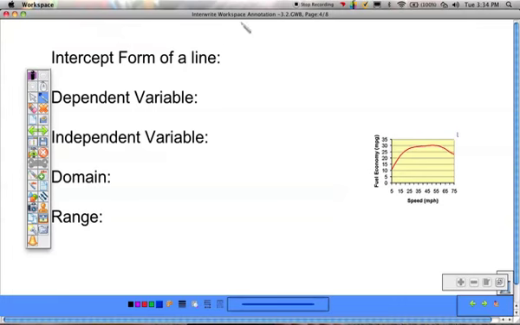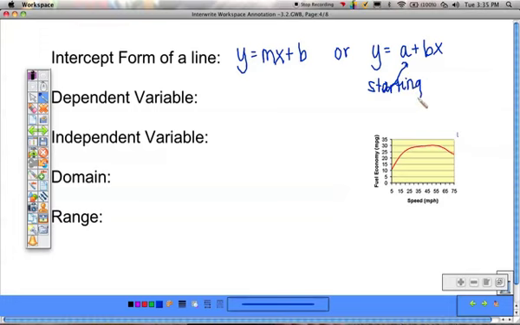Intercept form of a line, you've probably seen this before. Y equals mx plus b. In this book, they define it a little bit differently. Y equals a plus bx. And the reason why they do this is intuitively, b is your y-intercept or your starting value. So usually we start with our starting value, and then we go up or down the slope, and that's why they write it in this order. They have the starting value first, which makes sense, and then b would be the slope then.